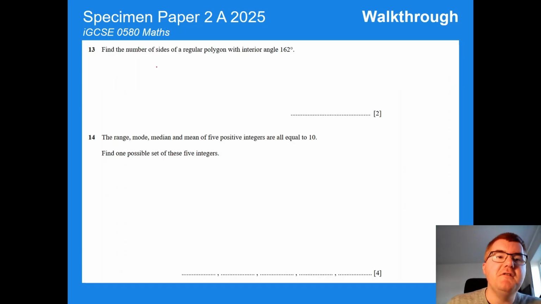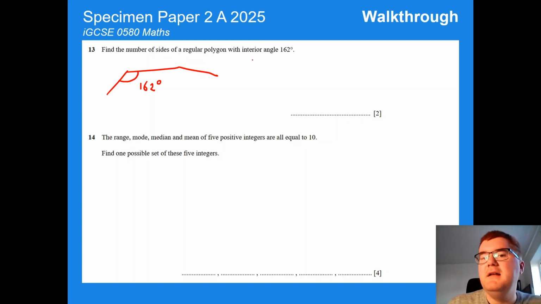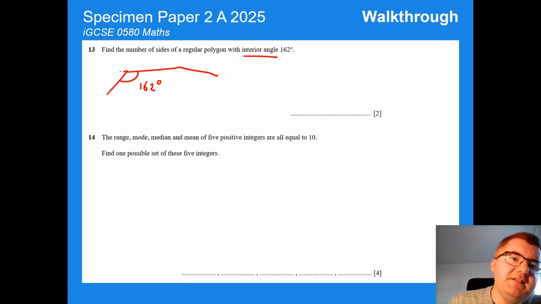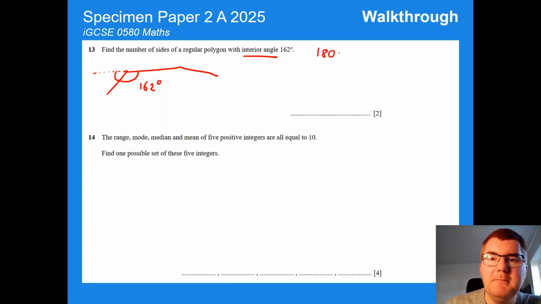Okay, on to question 13 and 14 here. So find the number of sides of a regular polygon with interior angle 162 degrees. These come up quite a lot. So I pretend to draw some kind of polygon where this is 162. Remember, interior angle. That means if I extend this line, the exterior angle, because angles on a straight line add up to 180, is going to be 180 minus 162, which is equal to 18 degrees.